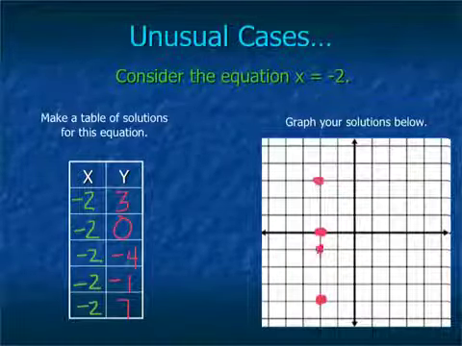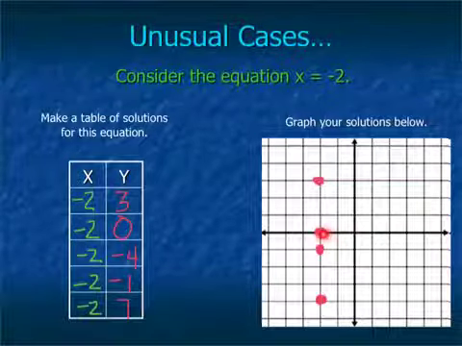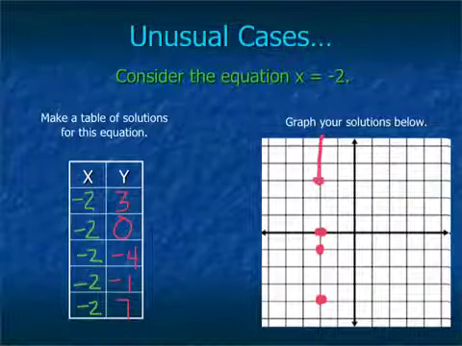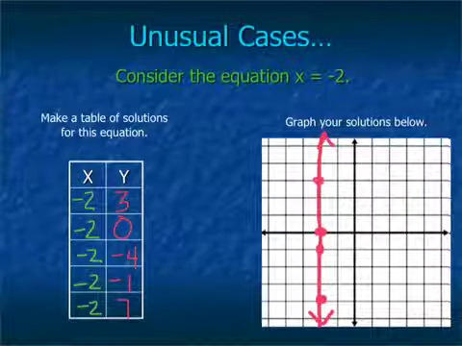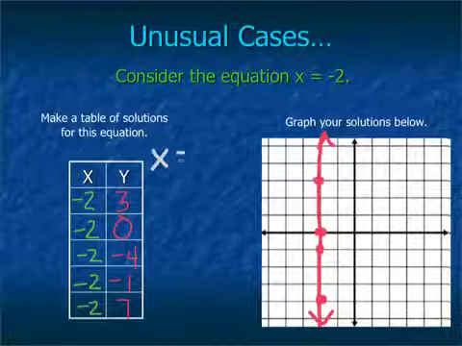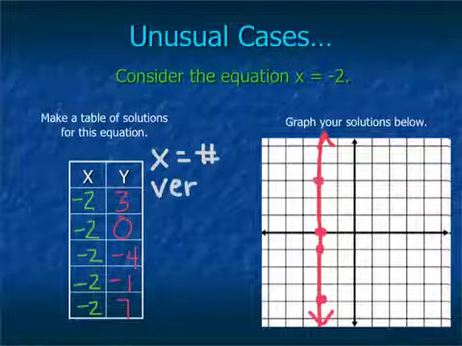Hopefully again you're seeing this pattern. -2, 7 would go back 2 and up 7, which actually goes off the chart and would be up here somewhere. But hopefully you can see that this line is going to be a vertical line. So the big takeaway here is anytime you have x equals a number, you're going to end up with a vertical line.